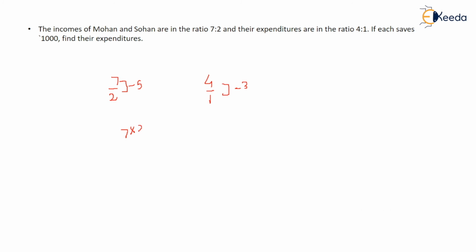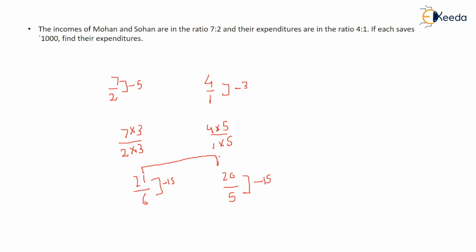That means 7 into 3 upon 2 into 3, and here you have to multiply by this, so 4 into 5 upon 1 into 5. You have to multiply both their differences with each other. So this comes out to be 21 by 6, and this comes out to be 20 by 5, right? So now the difference between them is 15 in numerator and denominator, and here also 15. Now this thing becomes constant, so keep it like this only. Now compare the numerators of both, so you can find the difference in their numerators is 1 unit, whose value is given to you, that is 1000 rupees.